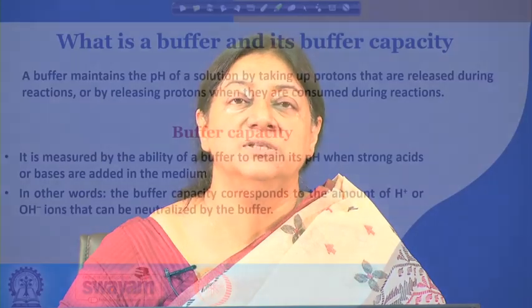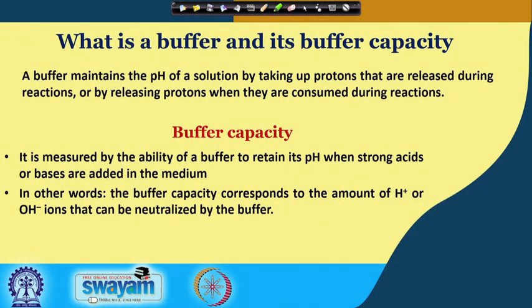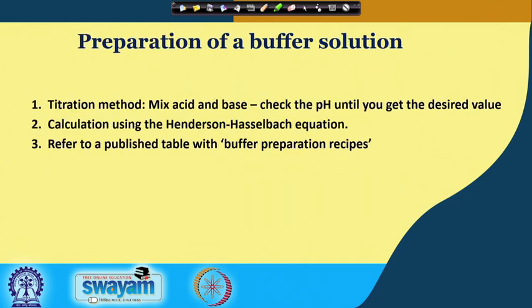First of all, what is a buffer and its buffering capacity? A buffer, as we saw in the previous class, maintains the pH of a solution by either taking up the protons that are released during reactions or releasing protons when they are consumed during reactions. The buffer capacity, therefore, is measured by the ability of the buffer to retain its pH when acids or bases are added to the medium. This means that the buffer capacity corresponds to the amount of H+ or OH- ions that can be neutralized by the buffer.